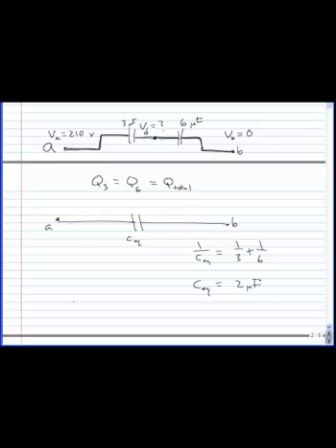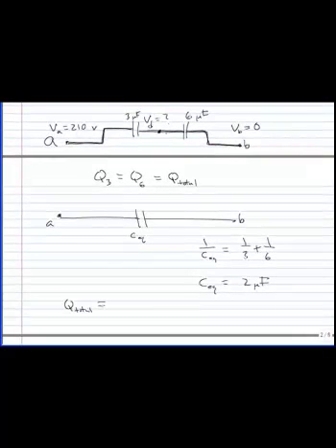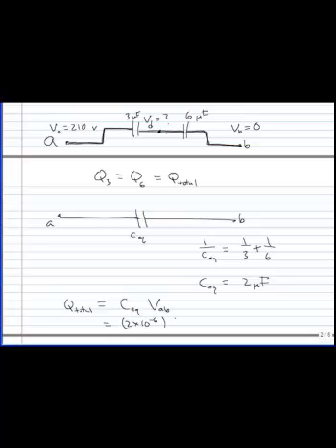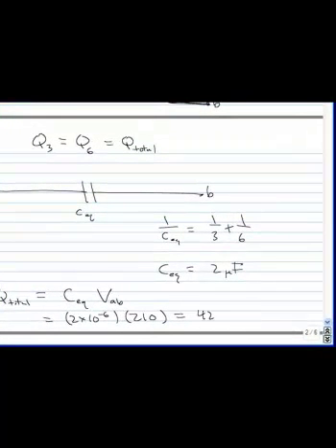And the total charge is going to be the equivalent capacitance times the voltage AB. 2 times 10 to the minus 6, that's my capacitance in farads, times 210 volts. And I got 420 microcoulombs.